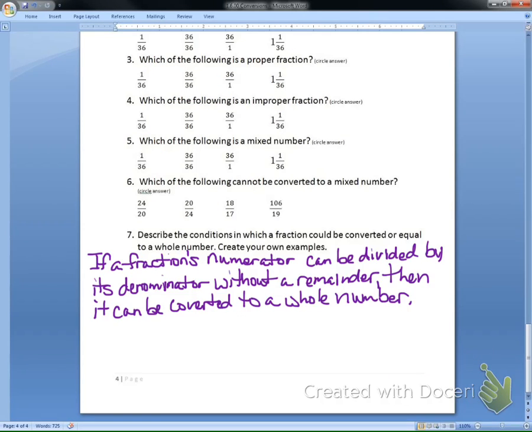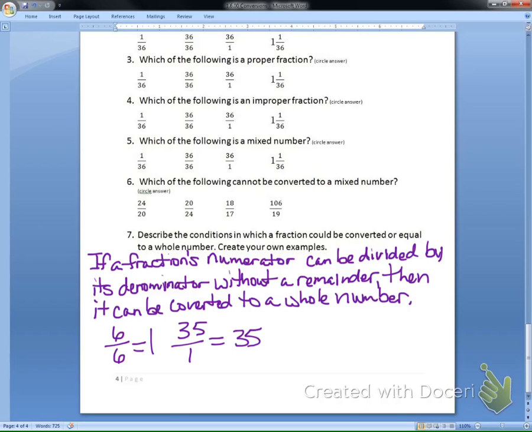Okay, so here I wrote it out again for you. If a fraction's numerator can be divided by its denominator without a remainder, then it can be converted to a whole number. And you can make your own examples, but I would at least make 3 of them. Make one example where the numerator is the same as the denominator. Doesn't matter which numbers you choose. That equals a whole number. Write a number down and put a 1 under it. And show that that is also equal to a whole number.